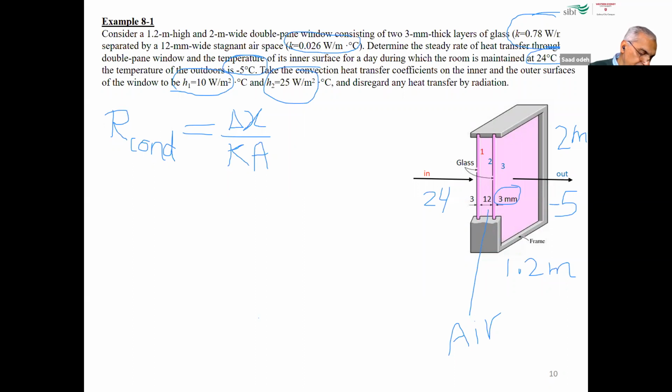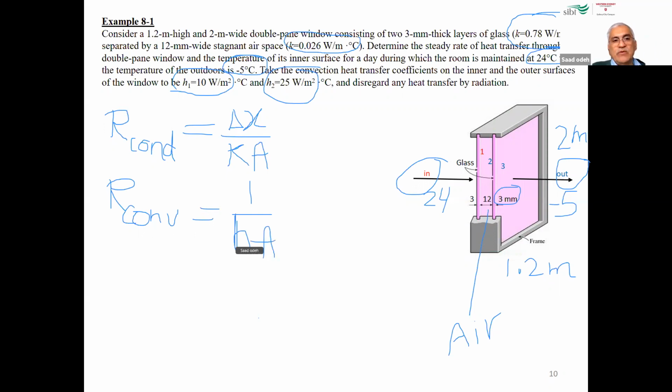Now for the air in and air out, because the air outside and inside is open and there is circulation of the air, then we have convection. So our R convection is equal to 1 over HA.